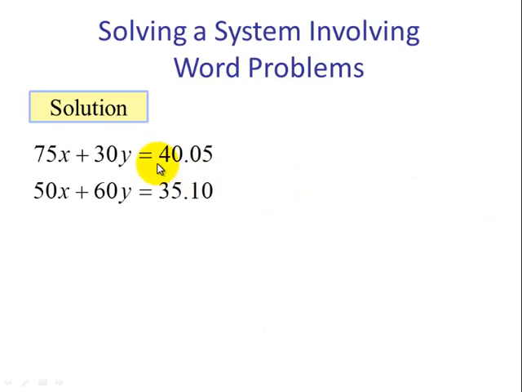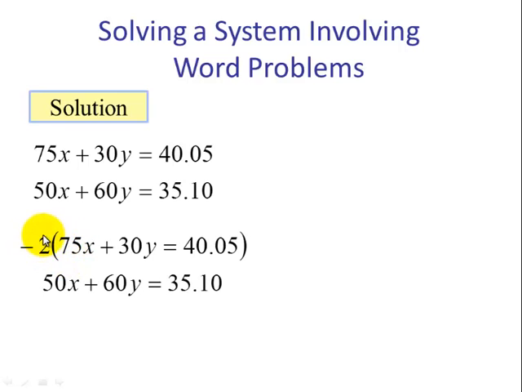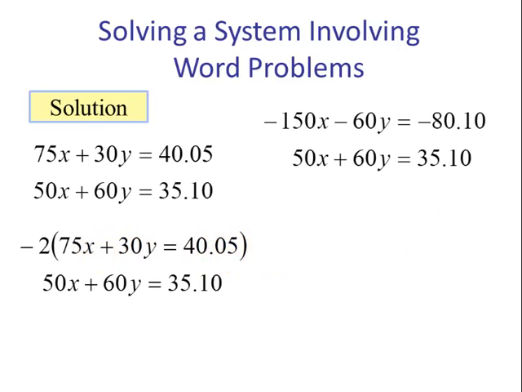So we have the system. Again, I'm going to use elimination to solve this. I'm going to take the first equation and multiply it by -2. This will eliminate the y's. I just have to remember to distribute the -2 to all the terms in the equation. So we have 150x minus 60y equals -80.10.